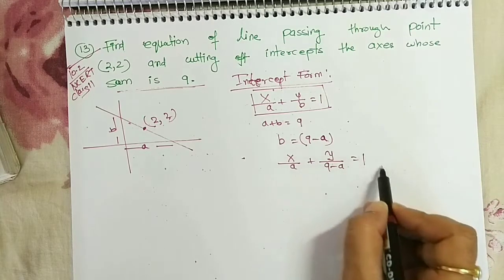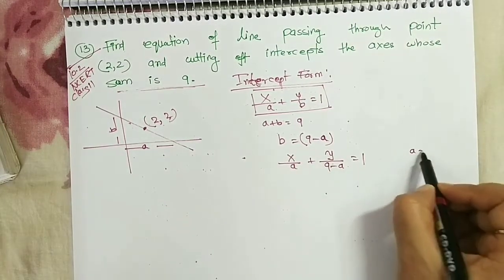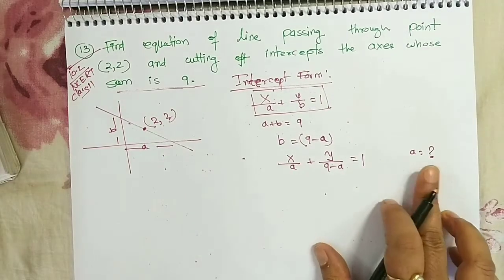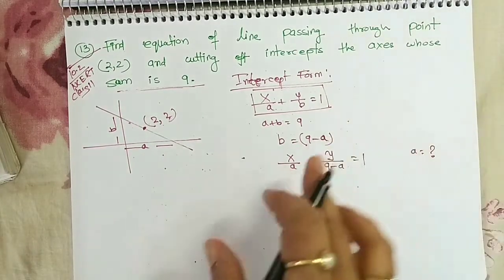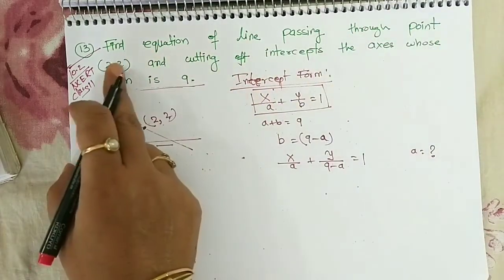Now this is my equation, but this can't be the final answer because a is still unknown. So my job is to find a by using some other information that is given. The line is passing through (2, 2).